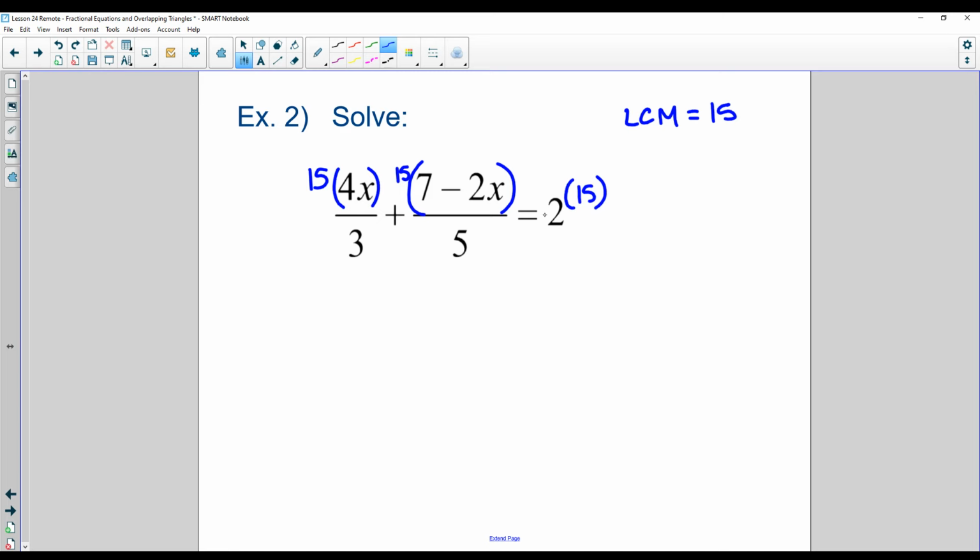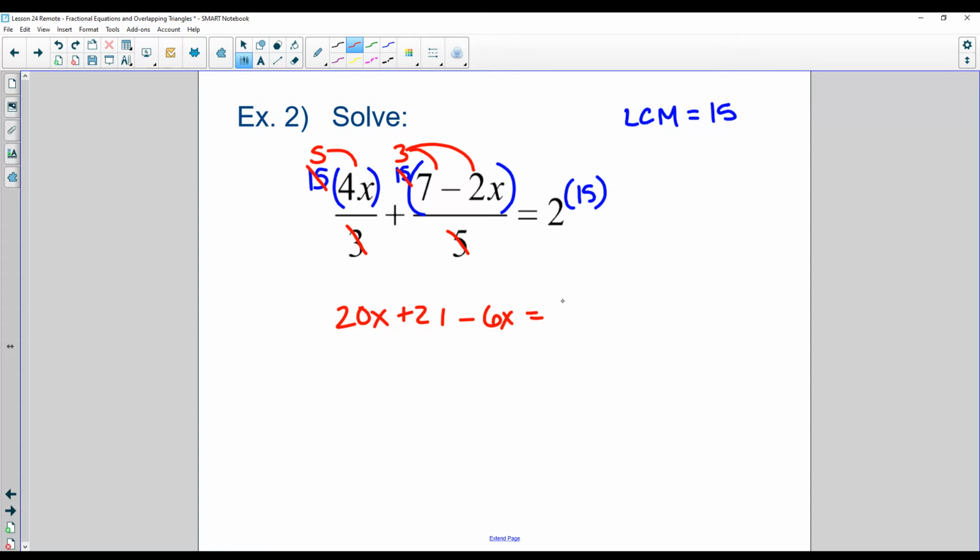Okay, so we've preserved equality. We're multiplying every single term by the same number. All right, here we go, guys. First term over here, denominator 3 goes into 15. How many times? That would be 5 times. And multiply 5 times 4x is 20x. Next up, look at your denominator, 5. Does it go into 15? It should, because we designed it this way, right? 5 is a factor of 15. It goes in 3 times. All right, now multiply that through. 3 times 7 is 21. 3 times a negative 2x is negative 6x.